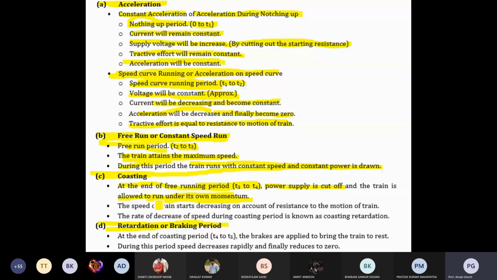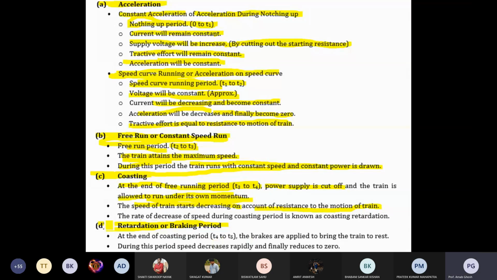After that you can go for the braking. Okay, so mechanical braking or magnetic locking braking. Okay, so that is coming later. The speed decrease during the coasting period is known as the coasting retardation, meaning it is decelerating. The duration in which it is decelerating is the coasting period, so it is called coasting retardation, or coasting deceleration.